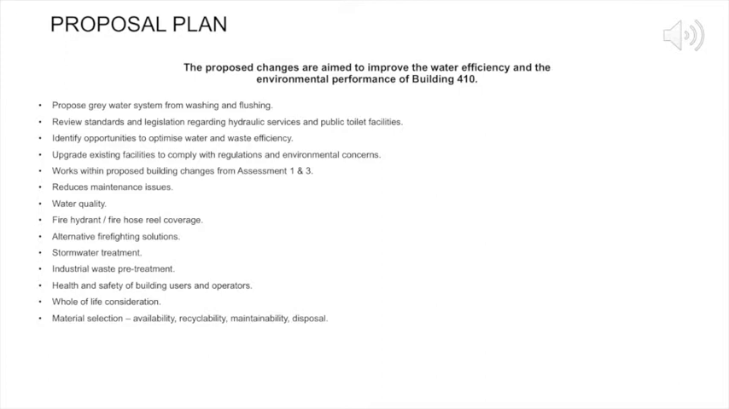hose reel coverage, alternative firefighting solutions, stormwater treatment, industrial waste pre-treatment, health and safety of building users and operators, whole of life consideration, and lastly material selection, availability, recyclability, maintainability, and disposal.